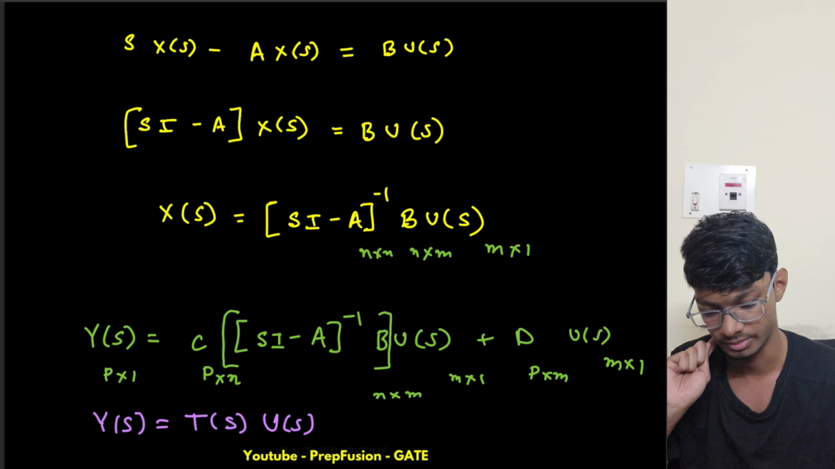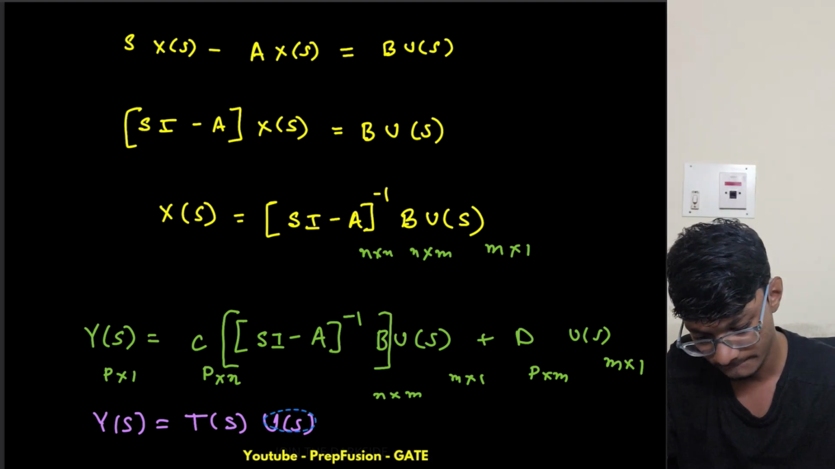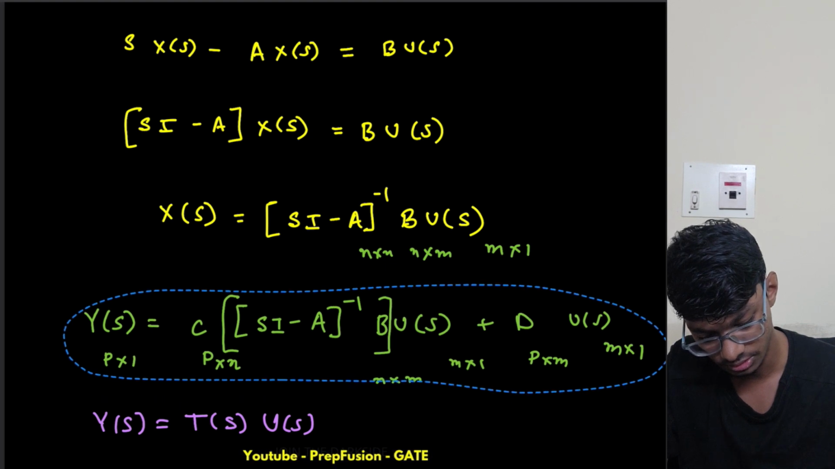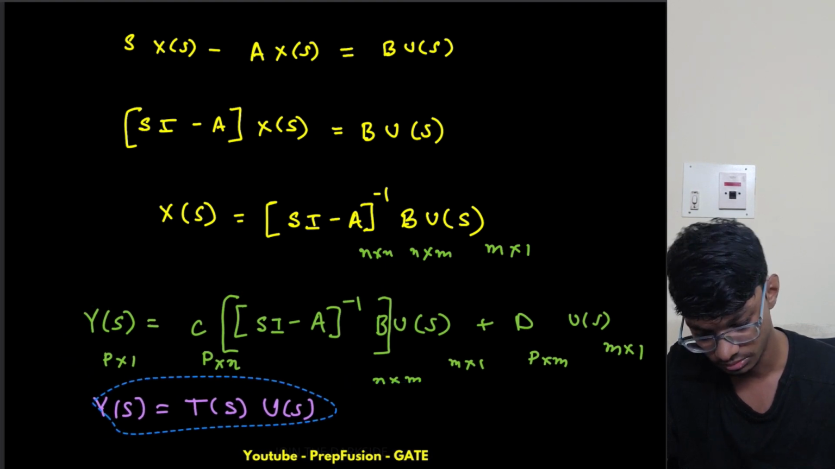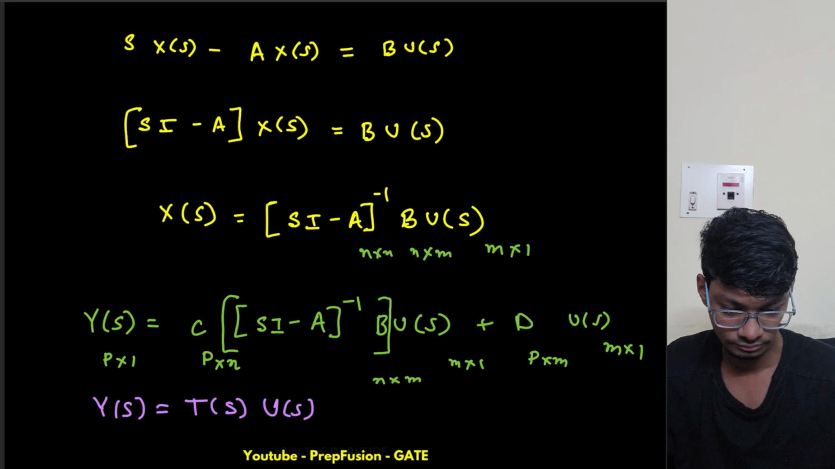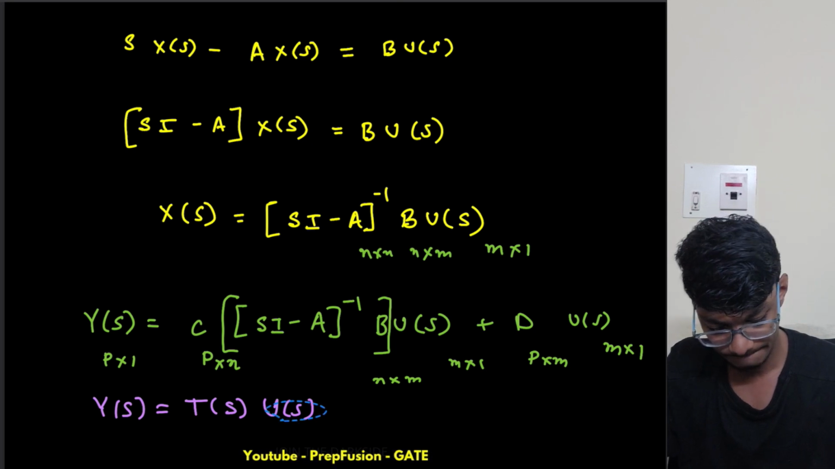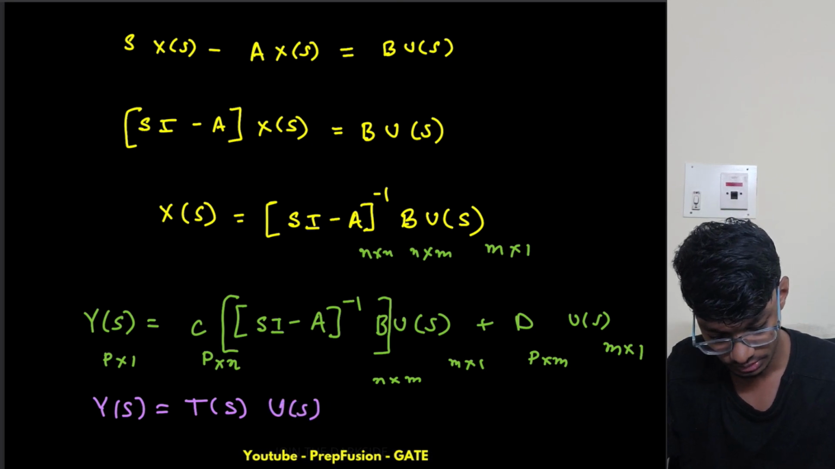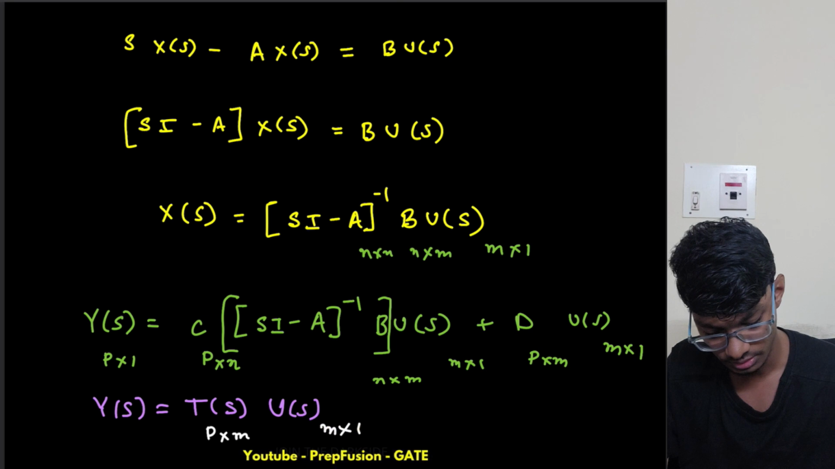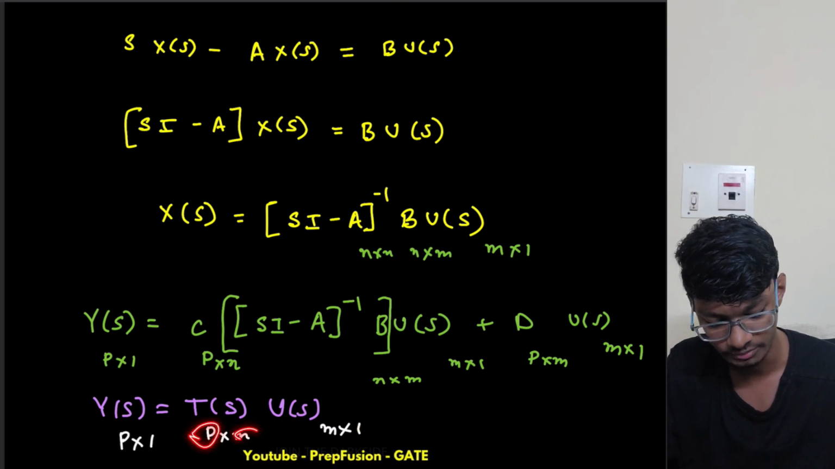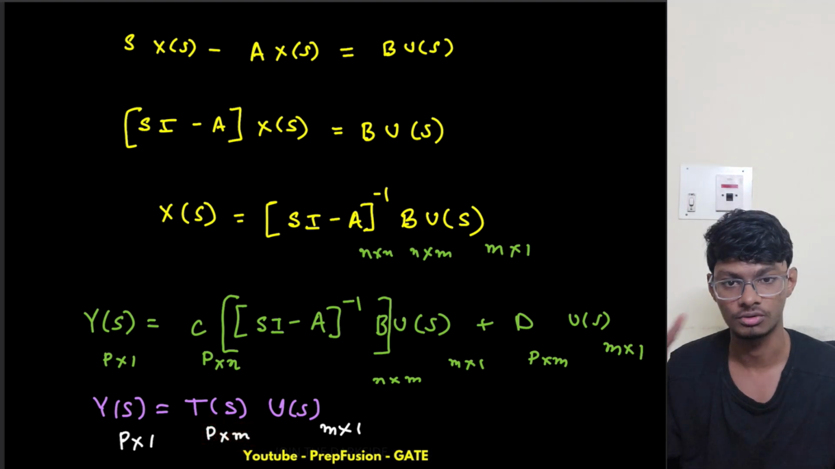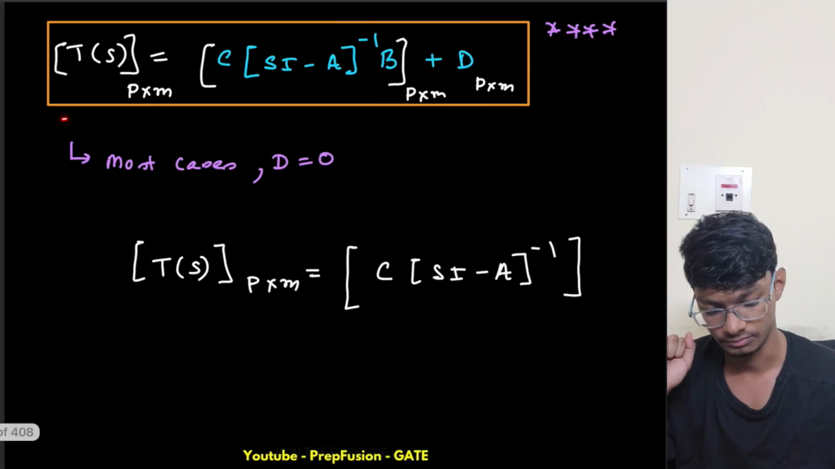So just keep in mind. Let me take this a bit to the top. This is p cross m, and this is m cross 1, and this is p cross 1. So this is what is relating the output and the input. That's why I get the orders of output and input. That's how you can remember it. So yeah, this is the order.